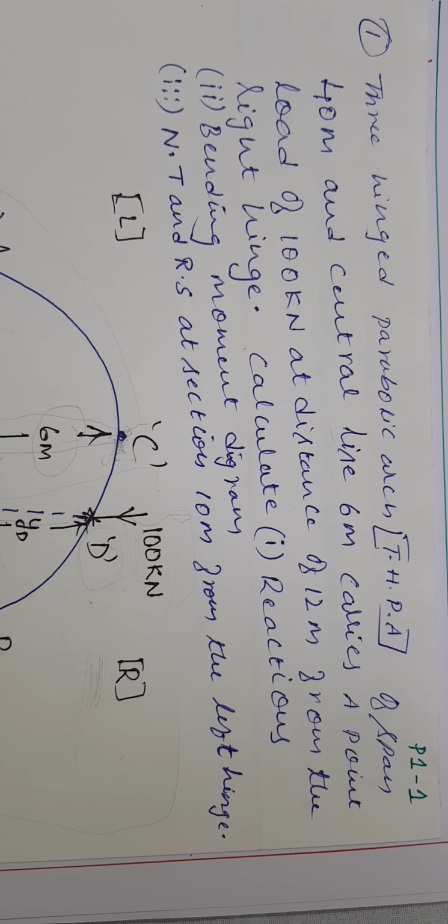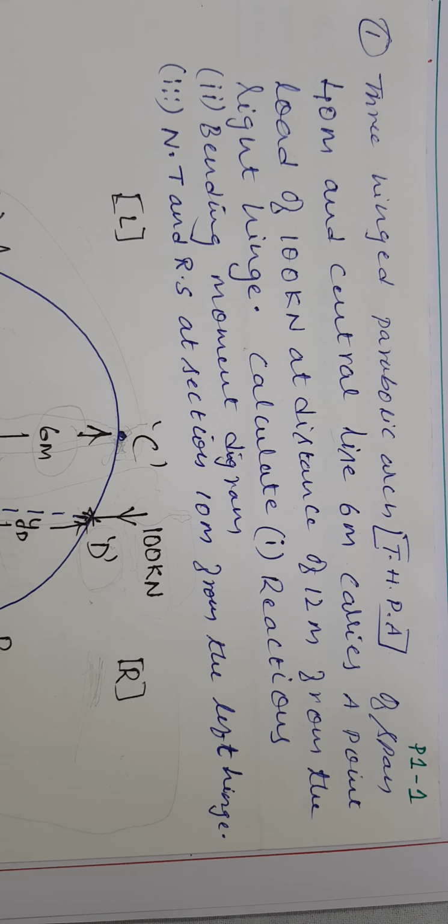Hello everyone. In the previous video, I gave a problem which is like this: a three-hinged parabolic arch of span 40 meters and central rise of 6 meters carries a point load of 100 kilonewton at a distance of 12 meters from the right hinge.